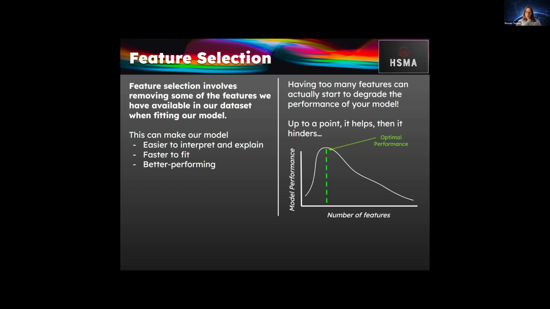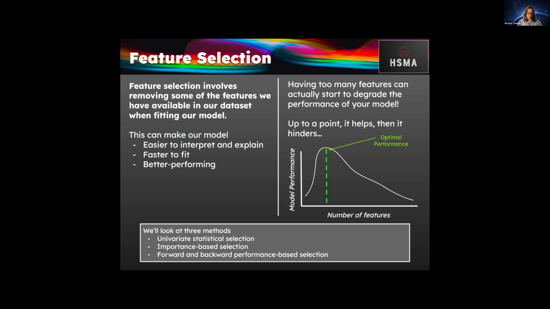Having too many features will generally start to degrade the performance of your model. Up to a point, it does help. As the number of features increases, the model performance generally gets better and better, but there will be a point that's roughly optimal, and then eventually the performance may start to degrade. It may not happen within the number of features you have in your data set. It might be that you don't have that many, but in very big data sets with huge numbers of columns, it can be a real problem.